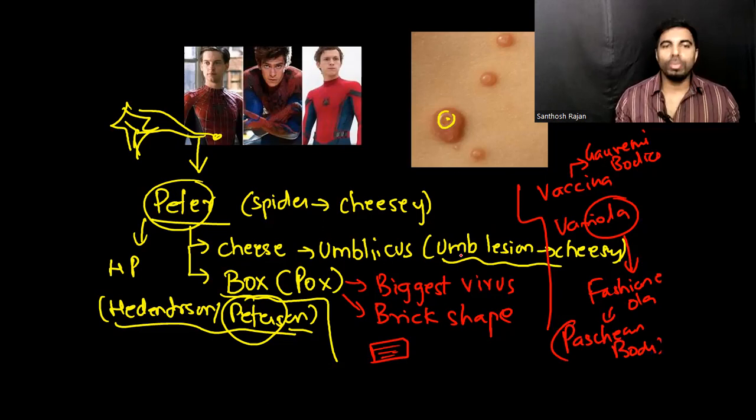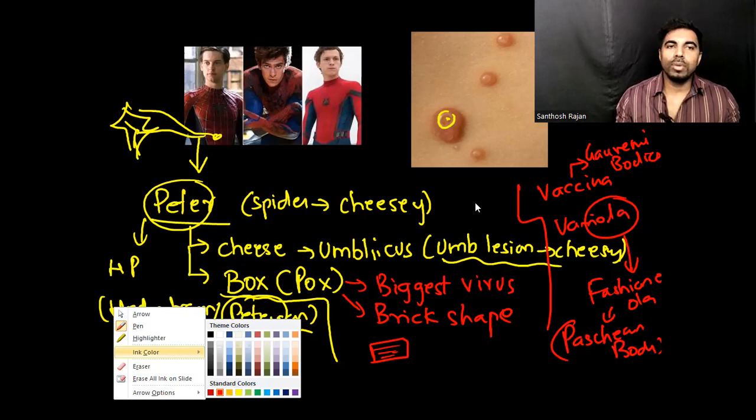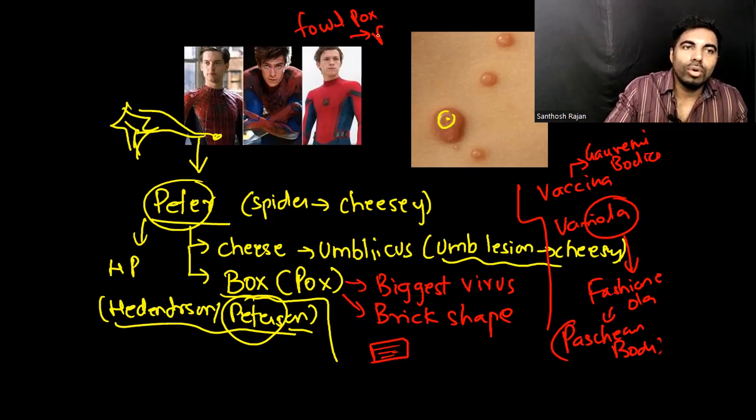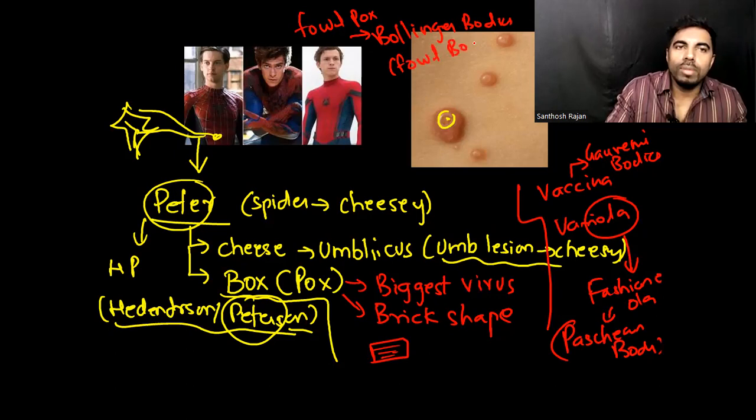Ek aur pox, if you remember, one more pox is there. We are not going to miss that pox also because that's also important. Kaun sa pox hai? That is your fowl pox. Fowl pox ka, what is the body you see? Bollinger bodies. Don't forget, I'm trying to repeat everything so that virology is done now, revision is done. Bollinger kya bolte? Foul ball. Koi bhi football mein kya bolte? Ball foul karte hai na. So foul ball, Bollinger bodies.